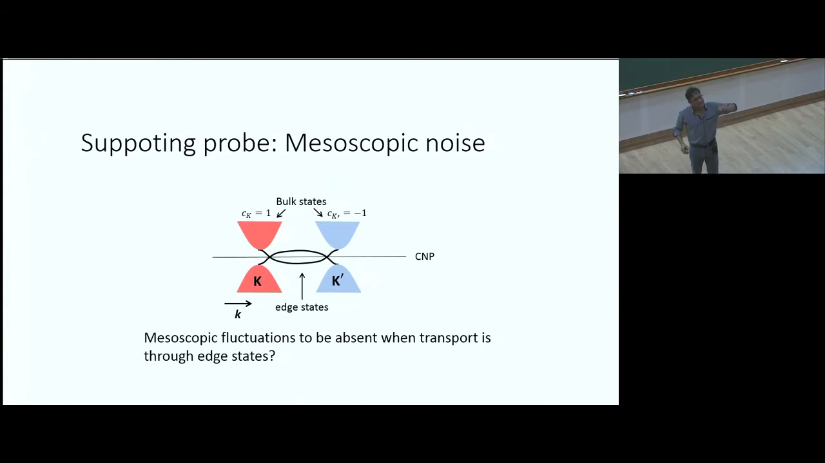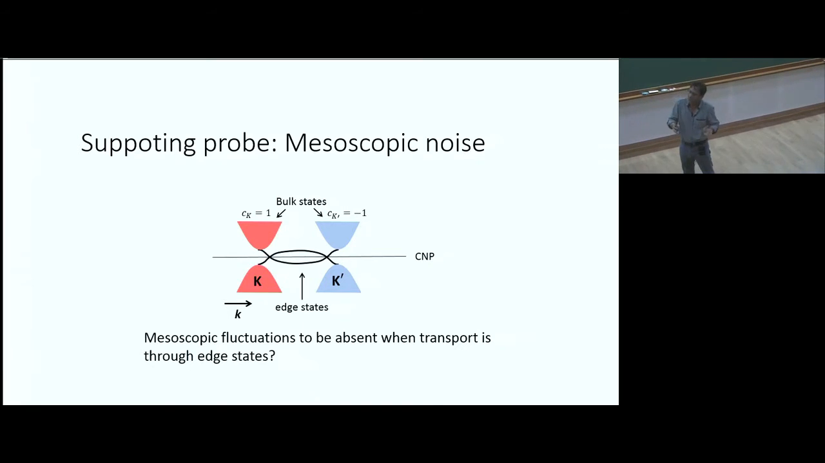Now, suppose I change my Fermi energy slightly from there, but not all the way to the band gap. If I change it slightly, then it should not change the conductance at all, as long as the Fermi energy is sufficiently deep inside the gap. Which means we should expect the mesoscopic fluctuations to be suppressed when the transport is along the edges. So we tested it. Let me show you how we tested it.